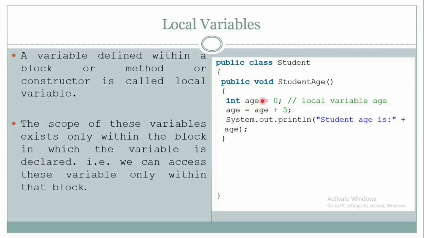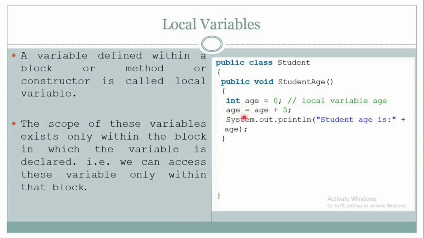Here, this is called a local variable. Any variable which is declared inside a method or inside a constructor or block of code is called a local variable. As you can see, the visibility of this age is only within this method, student age. If I try to access the age variable outside this method, the compiler will throw an error. Okay, let's see what it does.